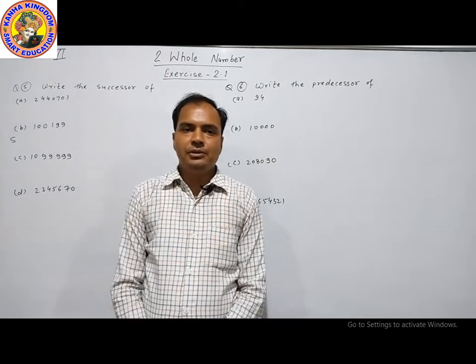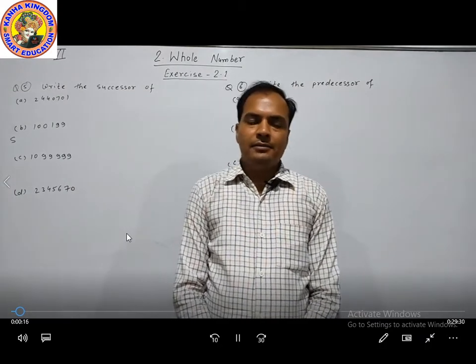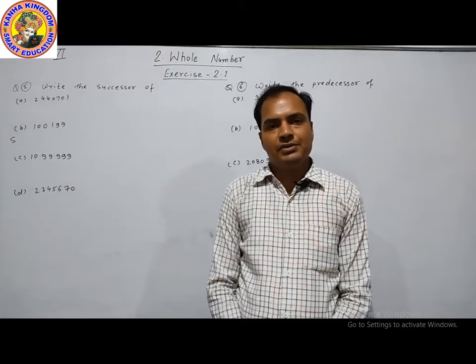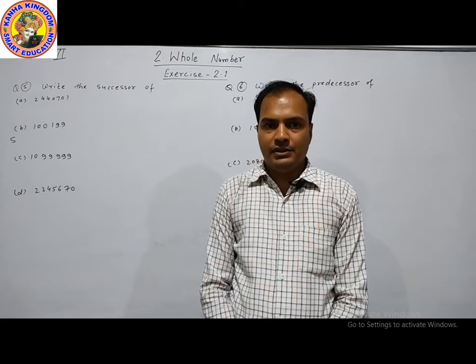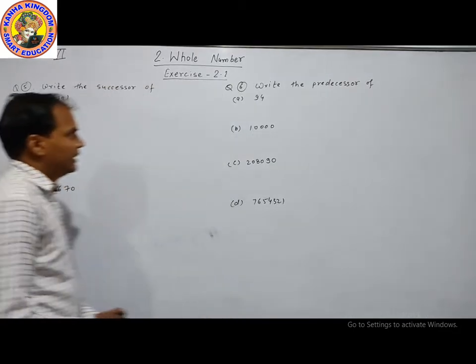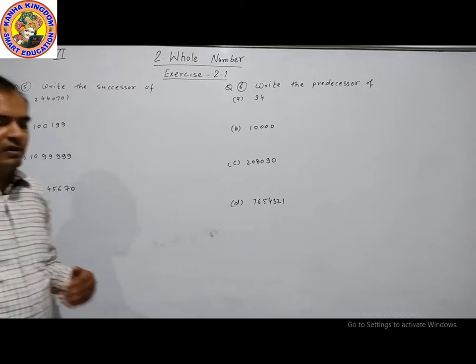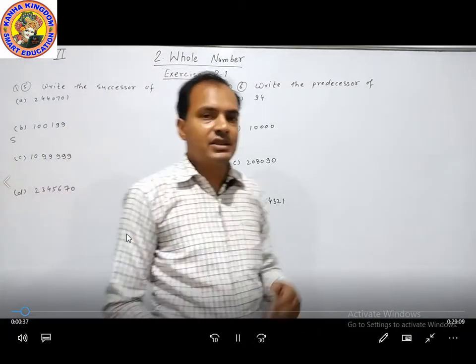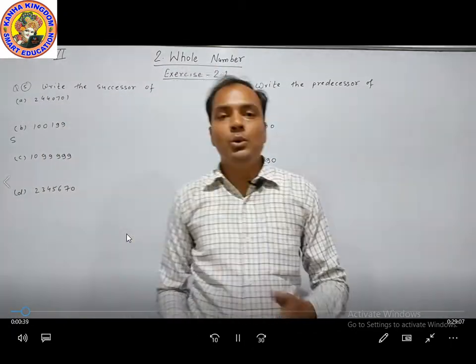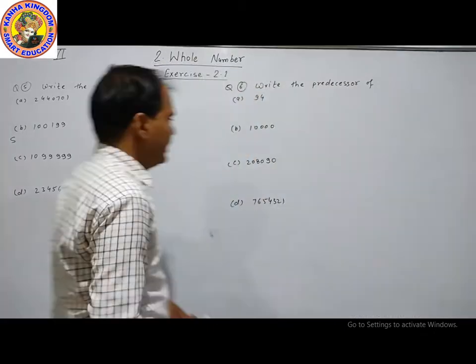In our previous video, we saw the questions on whole numbers, predecessor, successor, and number lines. Now, taking a question from the exercise. In Exercise 2.1, question number 5 is: write the successor of these numbers. What is the successor? Successor is our next number. How to find the next number? The next number can be found by adding 1.